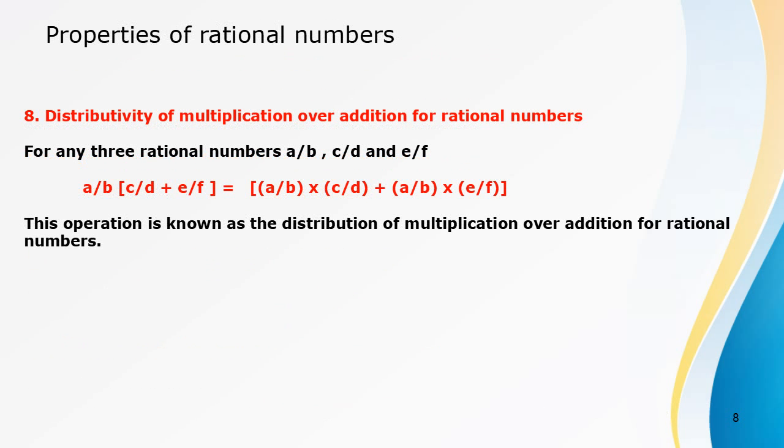Let us know about the distributivity of multiplication over addition for rational numbers. For any three rational numbers a upon b, c upon d and e upon f, a upon b multiplied by the bracket c upon d plus e upon f will be equal to, in brackets, a upon b multiplied by c upon d plus a upon b multiplied by e upon f. This operation is known as the distributivity of multiplication over addition for rational numbers.